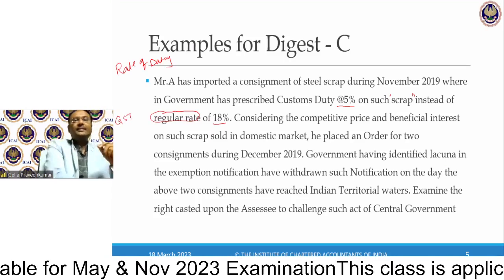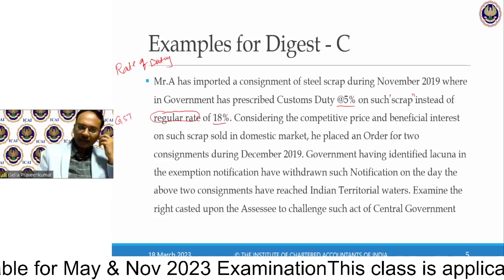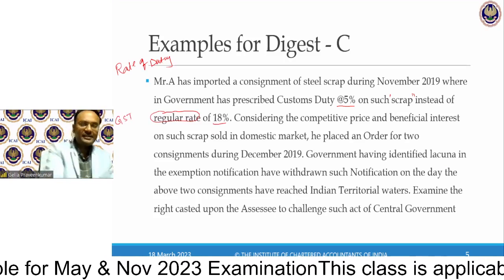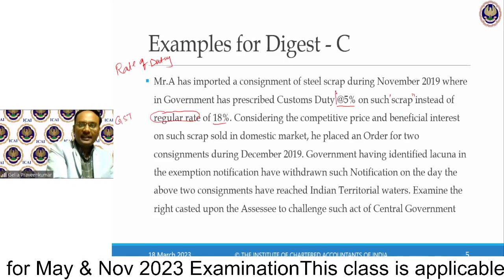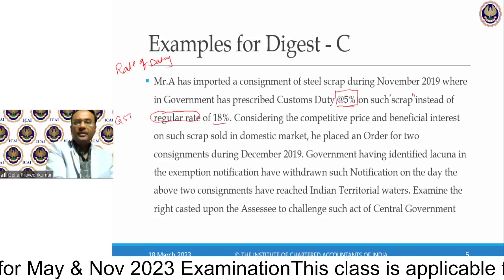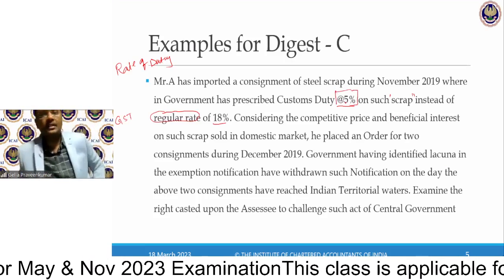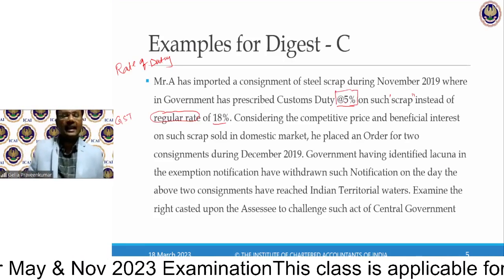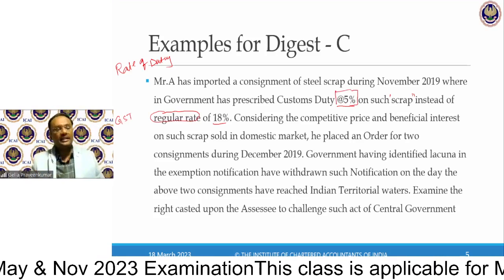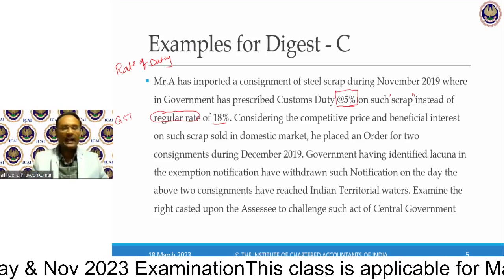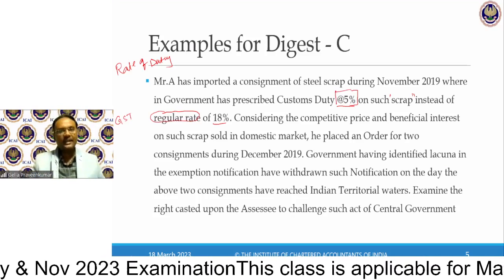For some reason, customs authorities have not examined these provisions, and customs duty was paid at the rate of, say, 5%. Now, isn't it a loophole available for the assessee? Answer is a big yes. The assessee has explored the leakage or the drafting issue in the customs notification.